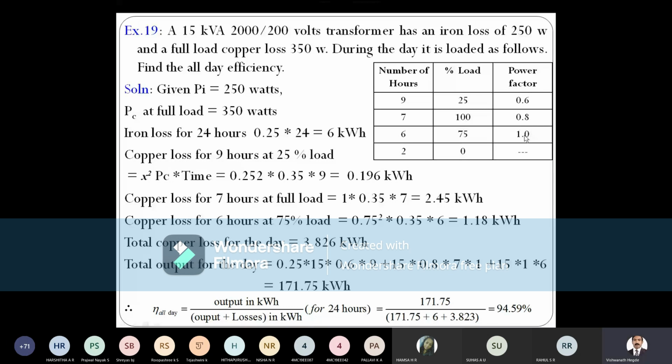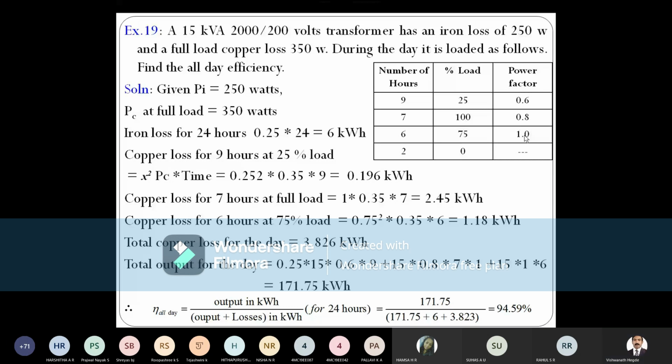That is the reason why we go for all-day efficiency or commercial efficiency. All-day efficiency, or efficiency in case of distribution transformers. Please note, it's applicable only to distribution transformers, not power transformers. Energy efficiency or all-day efficiency is applicable only to distribution transformers, not to power transformers.